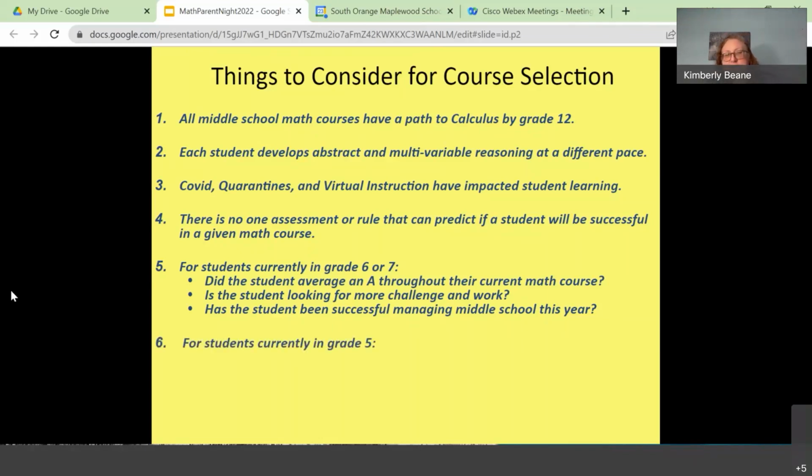Students currently in grade 5, this is so much harder to make the decision, because it's like saying, my child has been completely safe and successful playing in 2 feet of water. No problem. And now we're about to put them in 5 feet of water. And so are they going to be as successful and as safe in 5 feet of water as they were in 2 feet of water? We don't know. We don't know.